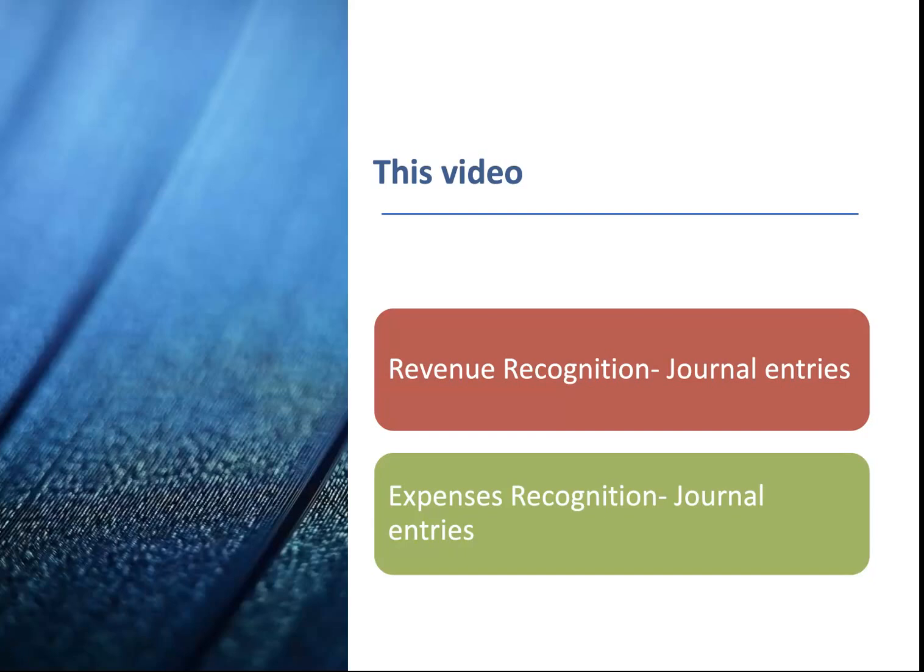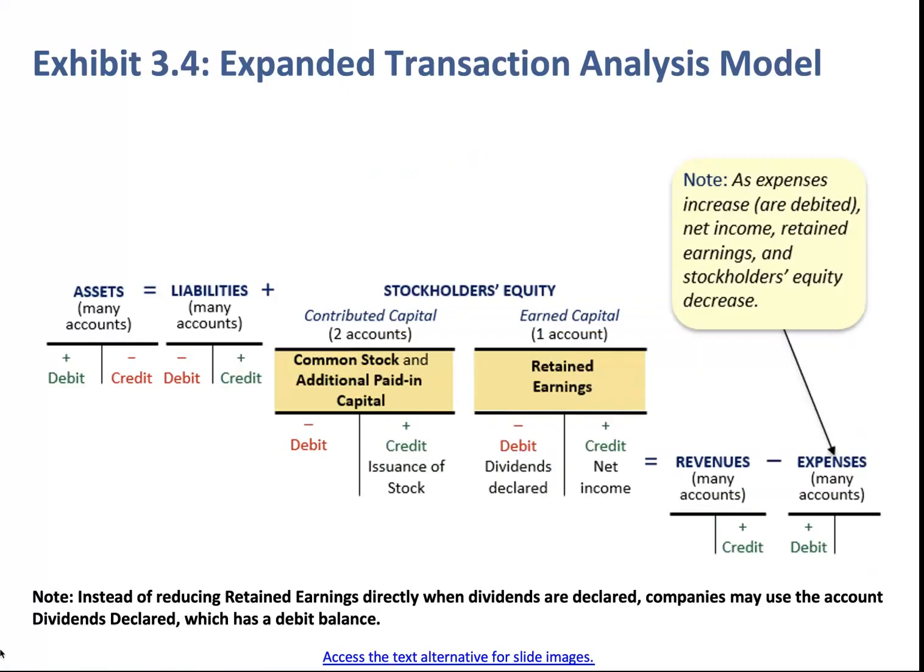Let's get started. In the previous chapters, we talked about transaction analysis based on the equation asset equals liability plus stockholders' equity. When we analyze the transaction, we have to make sure the effects of the transaction will make our equation remain equal. In this chapter, because we start talking about revenues and expenses in the income statement, we are going to expand our transaction analysis model to include the revenues and expenses.